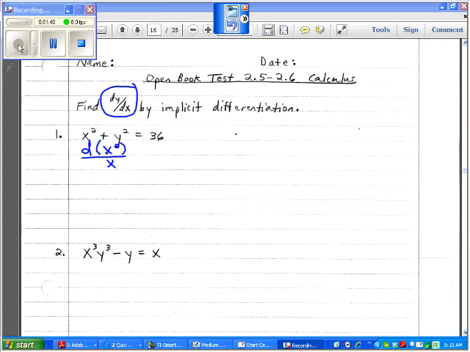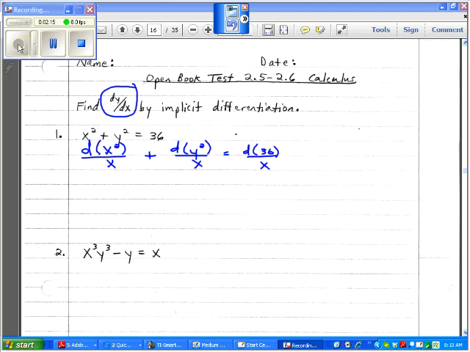And we've got to go back to our derivative rules, and what we have is the derivative of a sum. So the derivative of a sum is the sum of the derivatives. So we're going to take the derivative of the first piece of that polynomial with respect to x, plus the derivative of the second piece of that polynomial with respect to x is equal to the derivative of what's on the right side, that constant with respect to x. So that's how we would write it out formally.